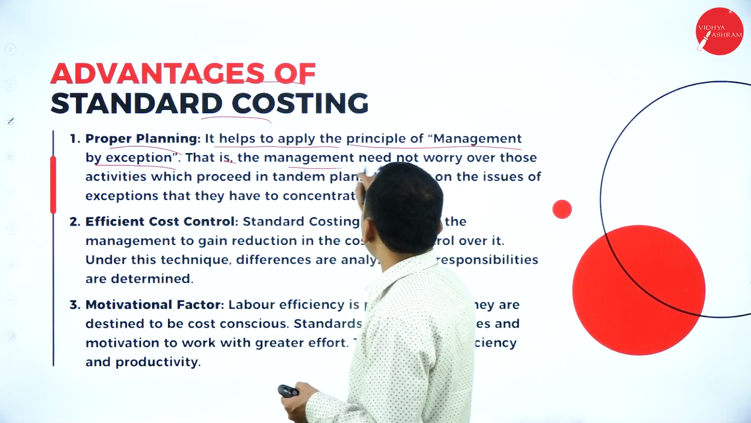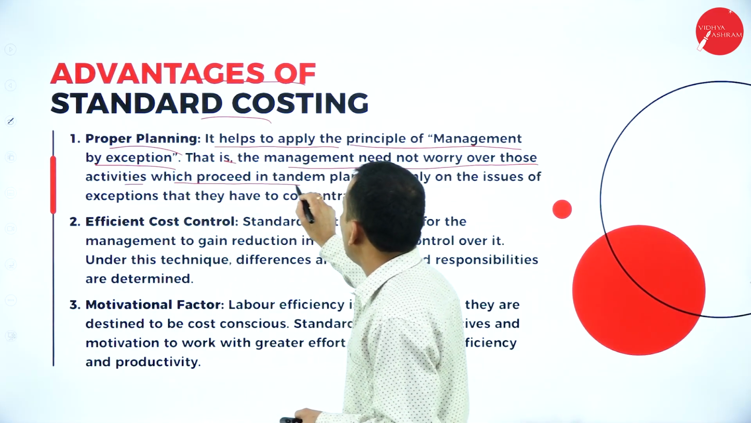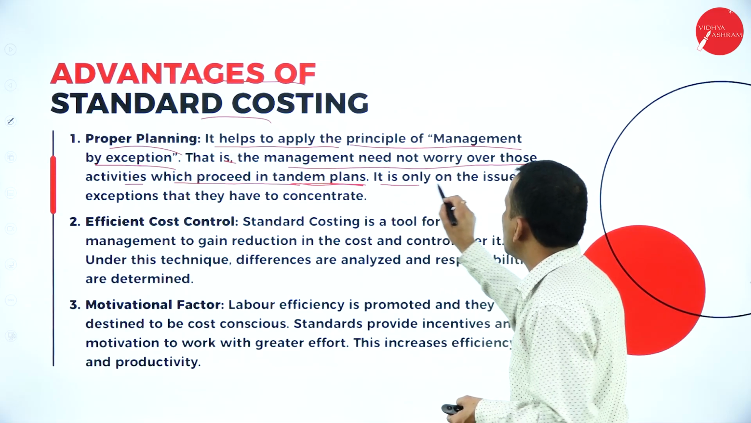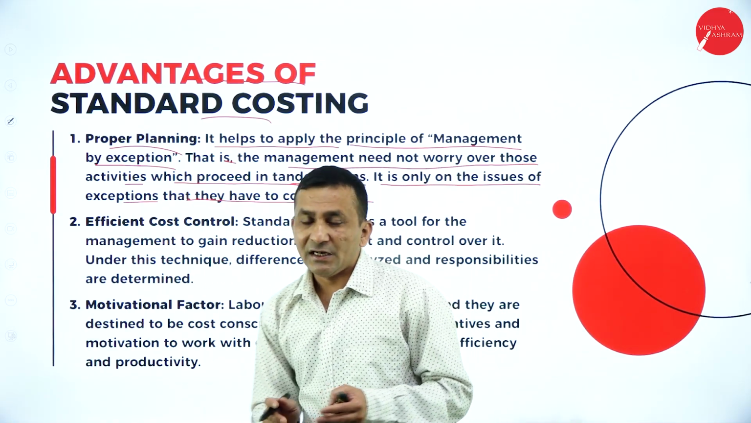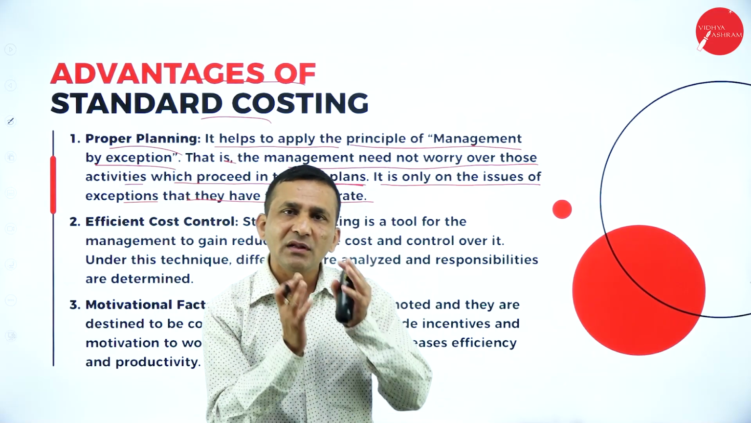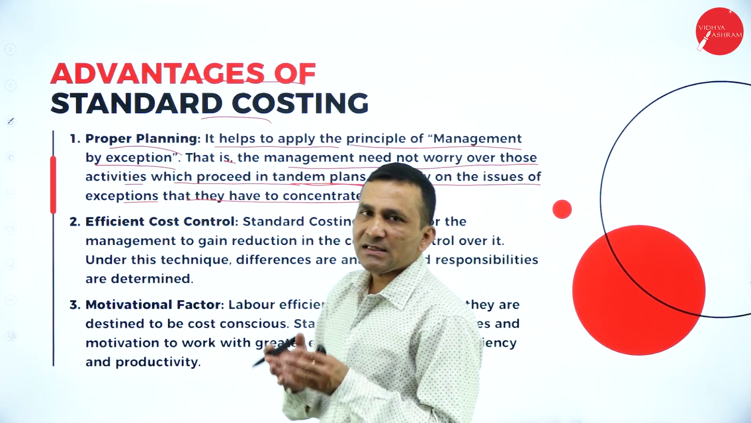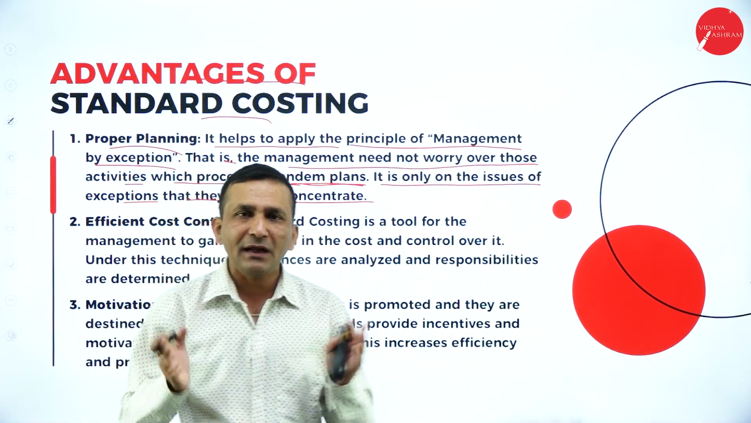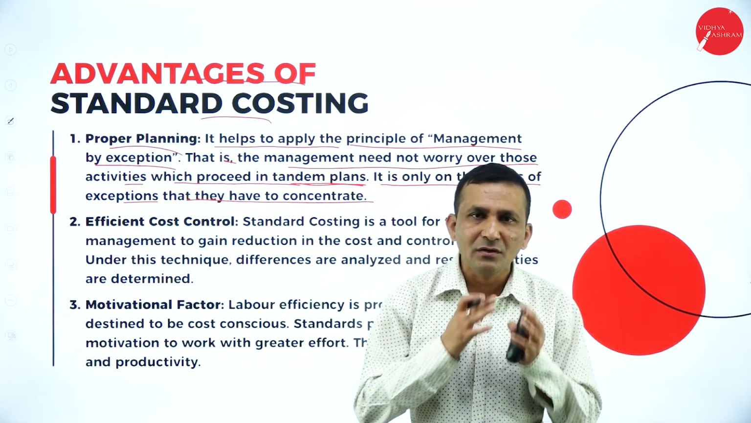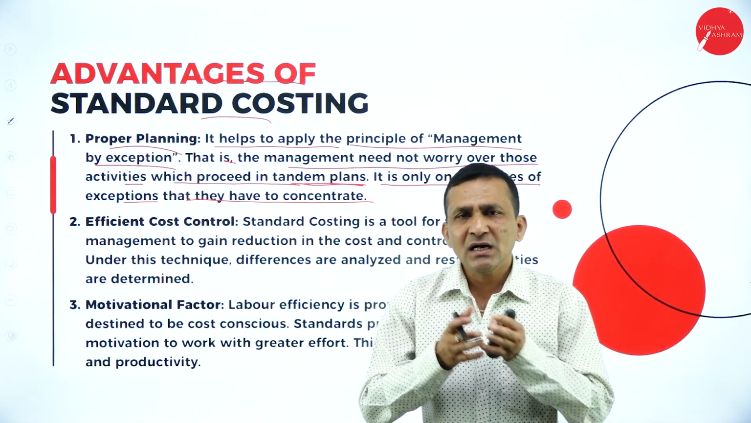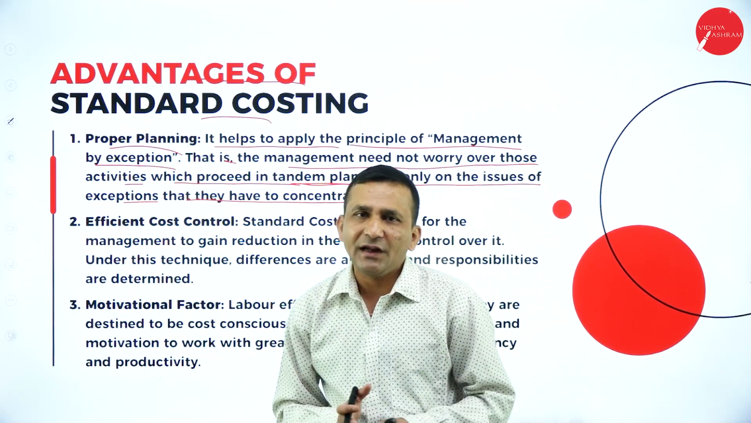The management need not worry about activities which proceed in random plans. It is only the exceptional issues that are concentrated on. A proper plan is required for the material, and a proper plan is also required for labor and overheads. So the standard takes a very important role. If anybody, as management, wants to take any proper decision, using a costing method, they can definitely take the proper decision.